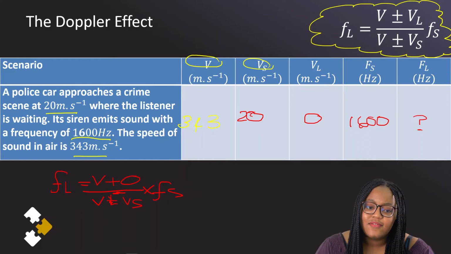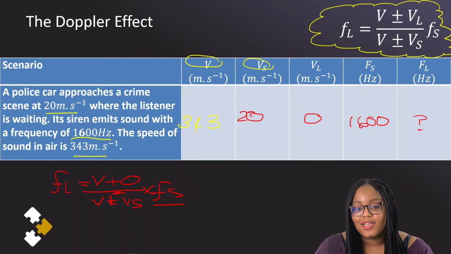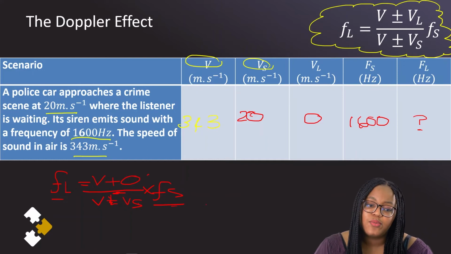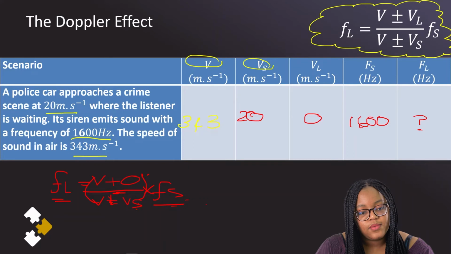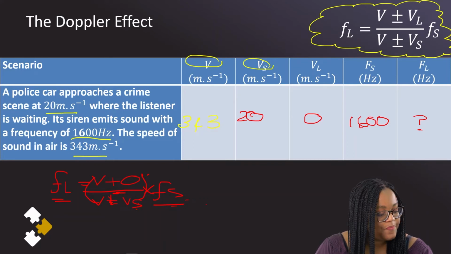Why have I subtracted Vs in the denominator of this fraction? Because we're creating a top-heavy fraction. The result being that the frequency of the sound experienced by the listener will be greater than the frequency of the sound emitted by the source. Why is that happening? Well, thinking back to proportionality, looking at this formula, we can tell that if this value is increasing, the frequency experienced by the listener is going to be directly proportional to that.